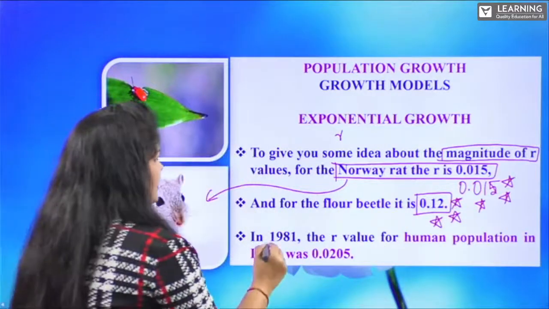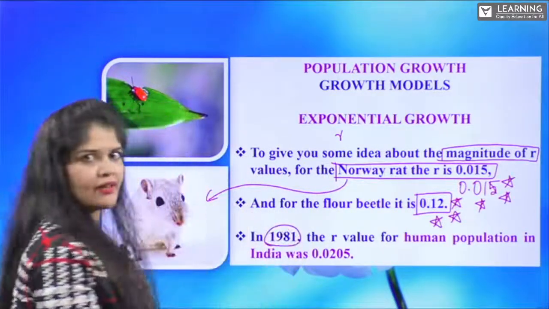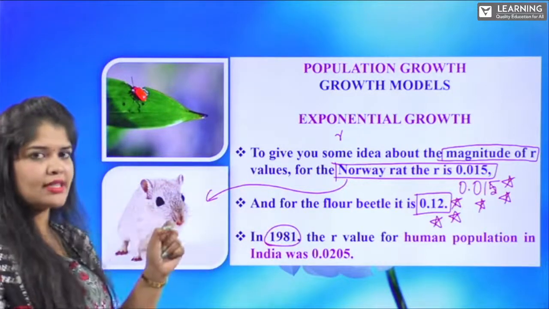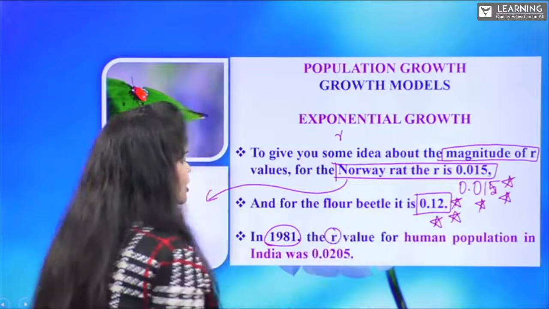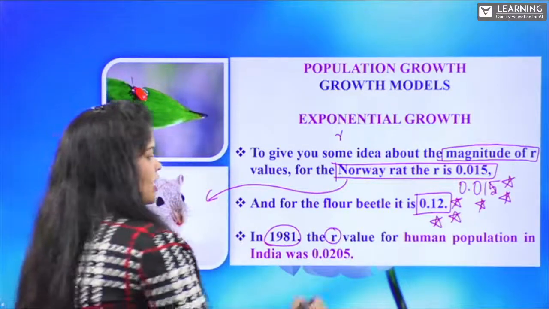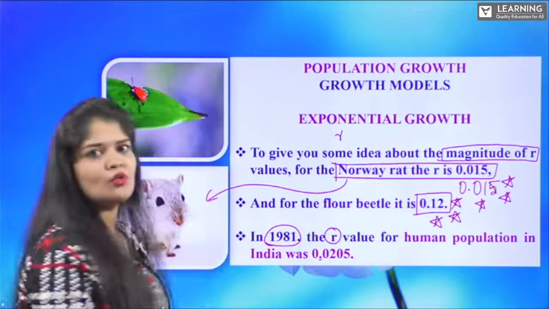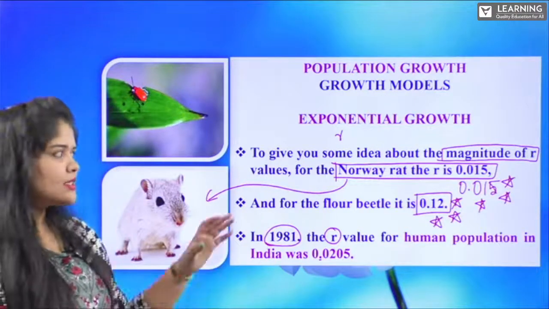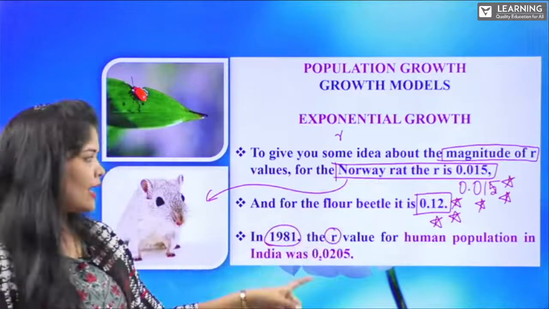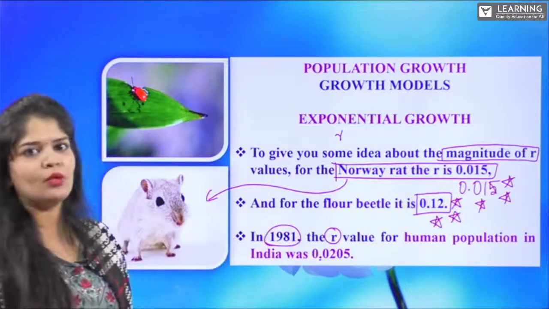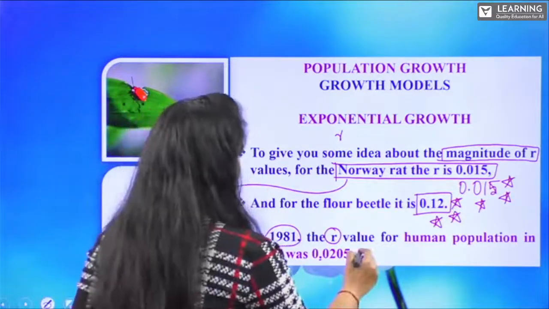And the year 1981 is already given. So in that year, the R value for the human population in India was 0.0205. Remembering these numericals, the R value of the Norway rat, flour beetle, and the human population during 1981, is important. So this is also important to remember.